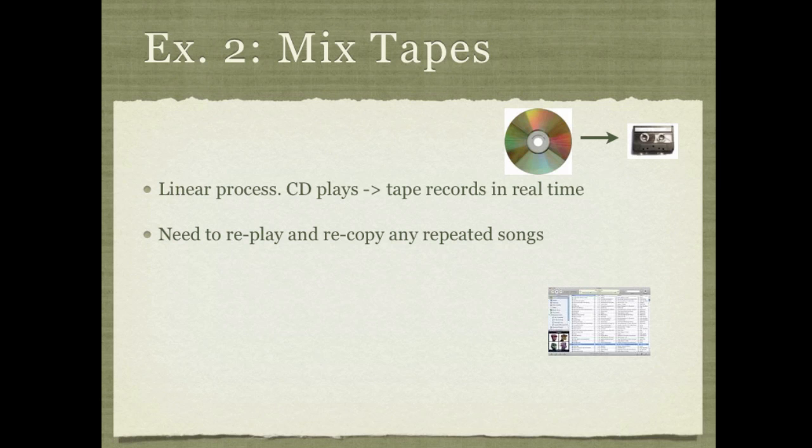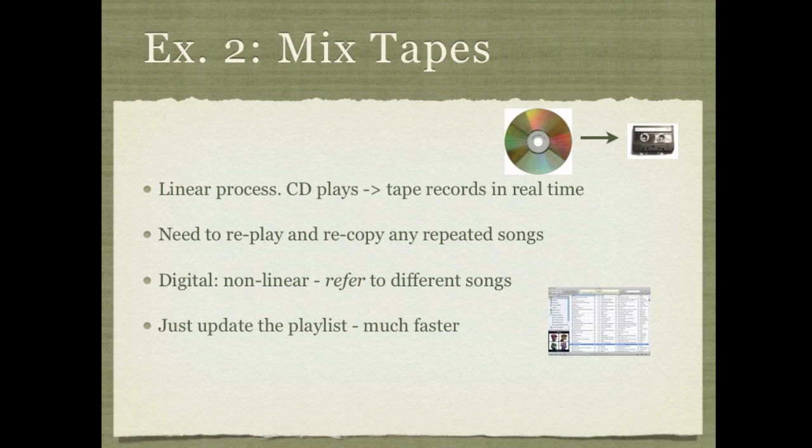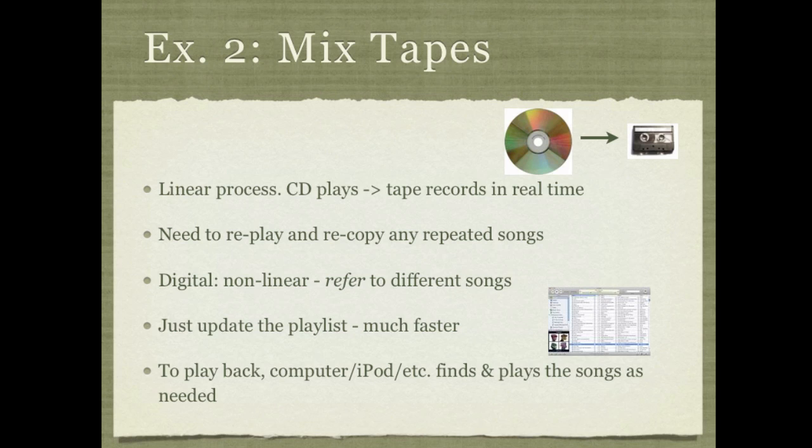In the digital world, you can set up a playlist in software like iTunes or Windows Media Player, and your playlist, all the entries in it, simply refer to the different songs that are stored on your hard drive. So if you want to reorganize the playlist or copy the same entry more than once, the computer just has to update the playlist. As you play it back in the software, the computer just finds and plays the songs as it needs to. Here's how this works.